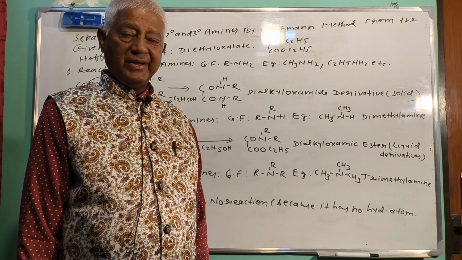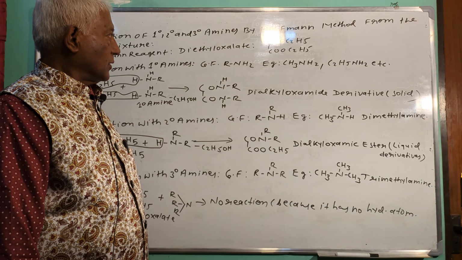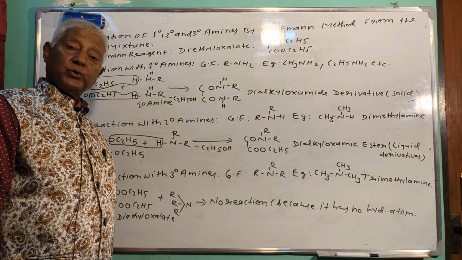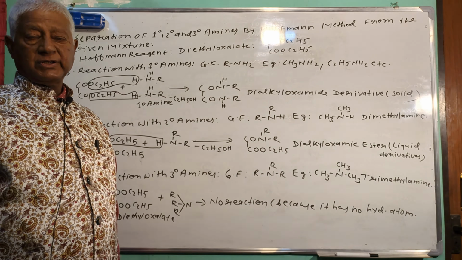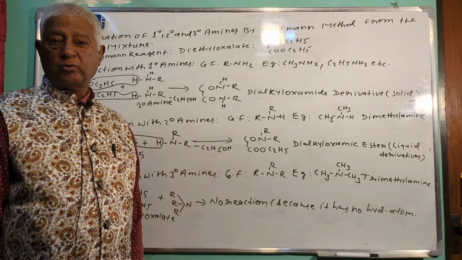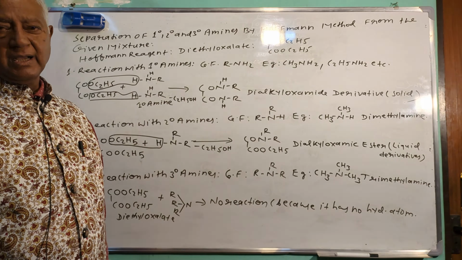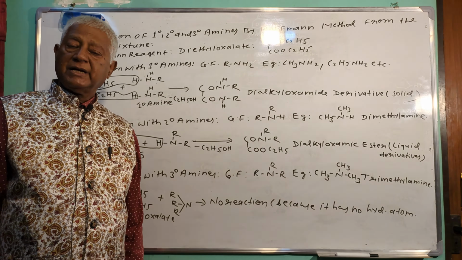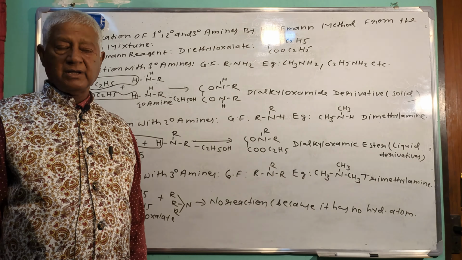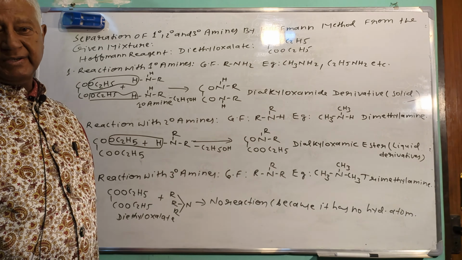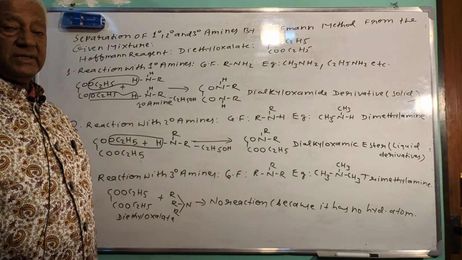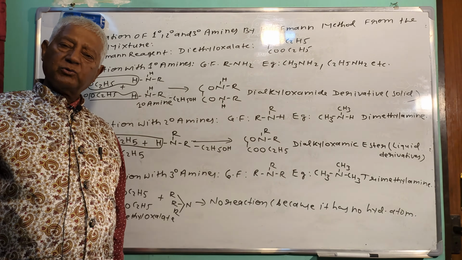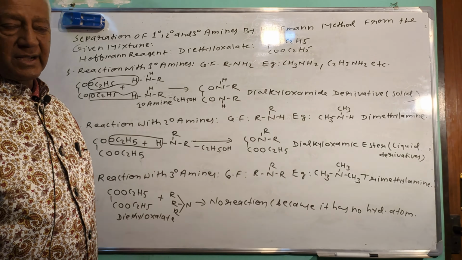Now I am giving a very important question that is generally asked in the examination. I have already told you about alcohol. What do you test for first degree, second degree, third degree alcohol by Victor Meyer's method? Generally asked in examination. And the next one is: separation of first degree, second degree, third degree amine from the mixture by Hoffmann's method. Yes, from the given mixture. It's very, very important. Out of 2 questions, generally 1 question is asked in the examination.